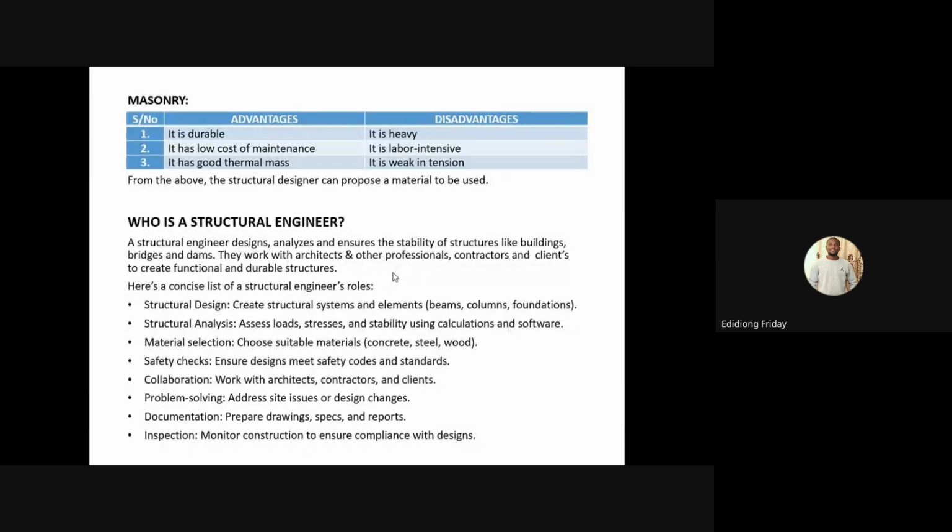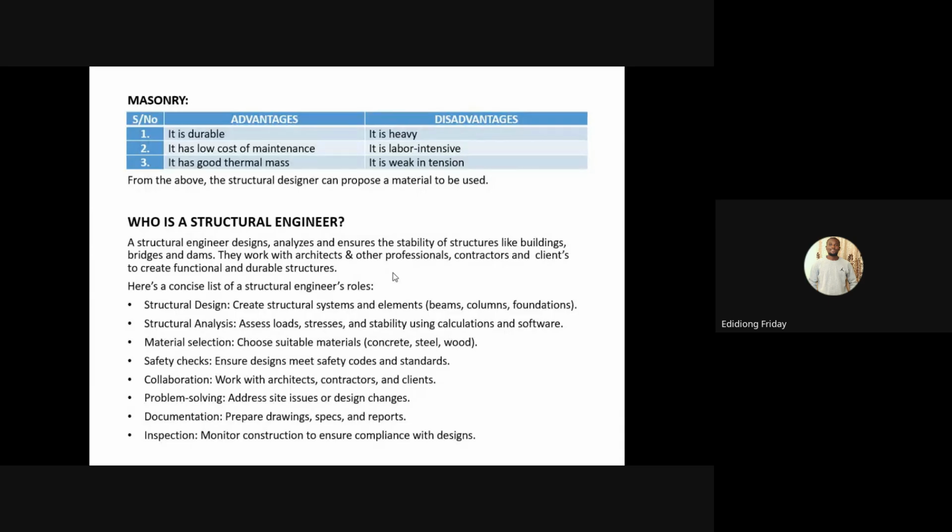Another role is for safety checks. A structural engineer has to ensure that designs meet safety codes and standards. The next role is collaboration. Like I said earlier, the structural engineer does not work alone. It's teamwork. He works with the architects and other professionals, works with the contractors and clients. Now, another role of the structural engineer is problem solving.